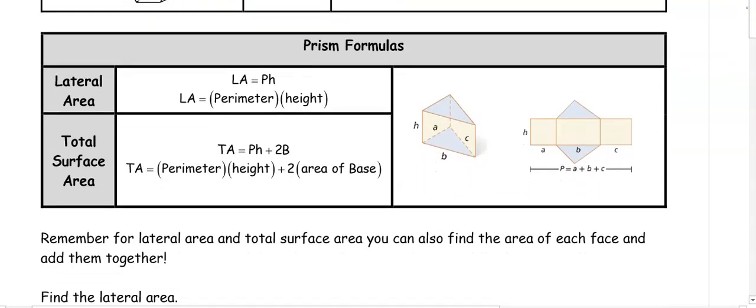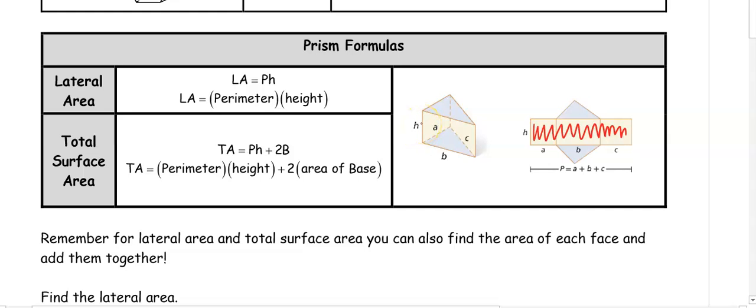So let's look at some formulas then. To find the area of a prism, the lateral area. So the lateral area is just like the walls. So think about like if you were painting a house, it would just be the walls of your bedroom. These are the lateral faces. So to find the area of the lateral face, it's the perimeter, which is A, B, and C, the three sides added together times the height.